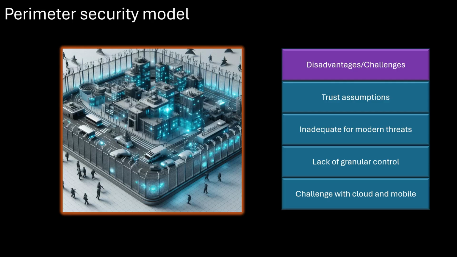In short, the perimeter security model has been a fundamental approach to network security for many years and focuses on defending the network's boundaries. While it provides simplicity and centralized control, its trust assumptions and inability to address modern threats highlight the need for evolving security strategies. Adopting models like Zero Trust can provide more robust protection in today's complex and dynamic threat landscape.